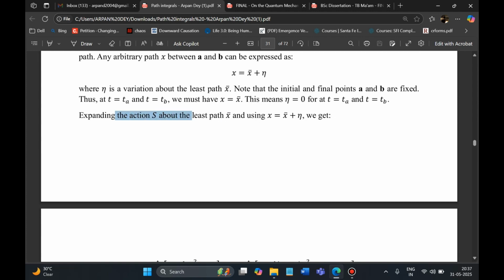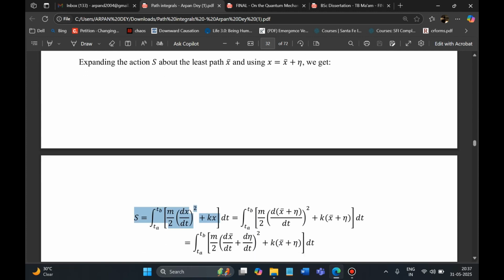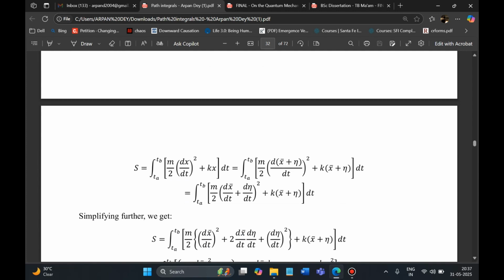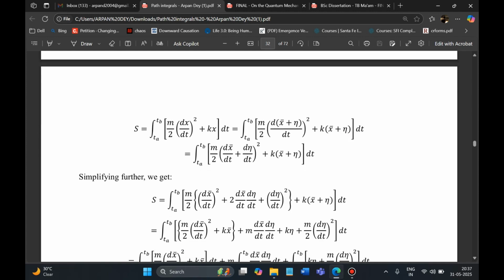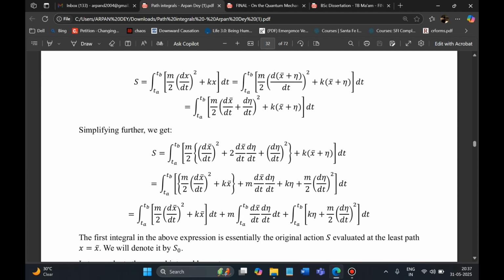Now let's expand the expression for the action S about the least path x bar. So this was my action S, and in place of x, I'm just writing x bar plus eta using the above expression. So dx dt will be d(x bar plus eta) dt, and kx will be k(x bar plus eta), like this. We just break this up. This was whole squared, so we break it up as (dx bar dt plus d eta dt) whole squared. And we further simplify. We have m over 2, and this is basically (a plus b) whole squared, that's what I've done: a squared plus 2ab plus b squared, right?